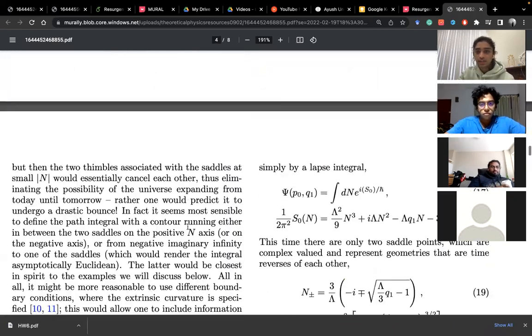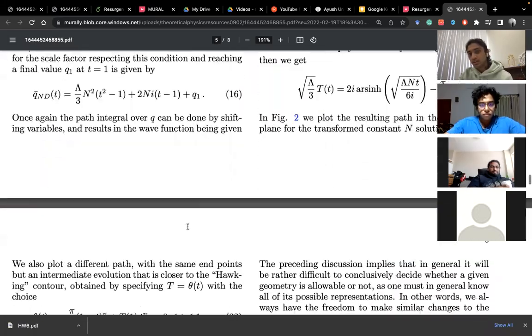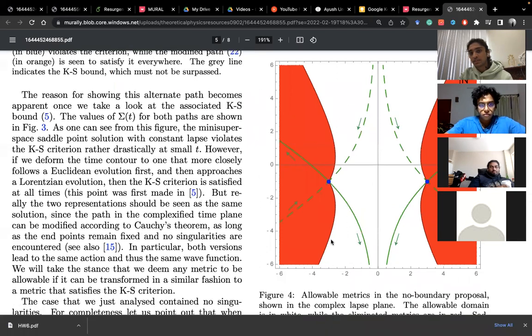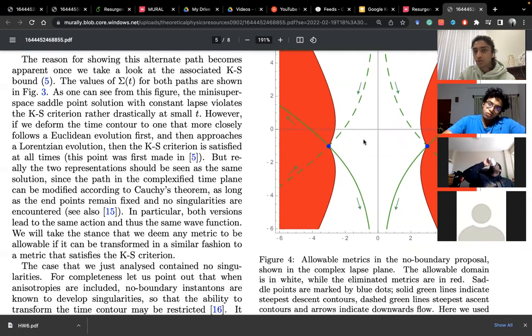And what he begins to find is, when you look at the space of complex metrics, the red regions are the ones that are not allowed. So this is where your integration contours come in. And your blue dots here are your saddle points, right? Around these saddle points, you have both allowable and non-allowable metrics. But how you actually classify allowable and non-allowable is the KS criterion. So you calculate it for all these types of metrics. And I think this is for the no-boundary proposal. The white region is what's allowed.